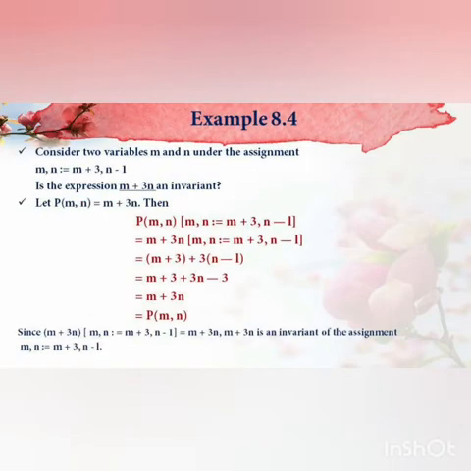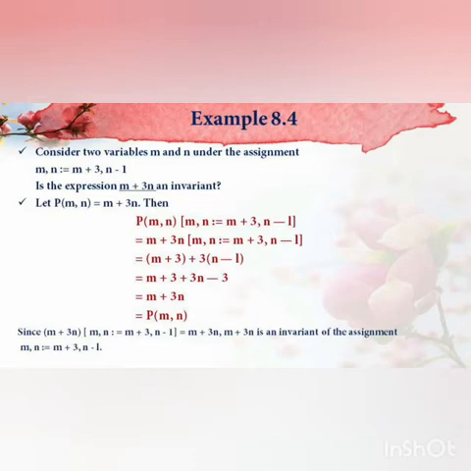Let's see another example. Consider two variables m and n under the assignment m comma n is equal to m plus 3 comma n minus 1. Here, the assignment of m is m plus 3 and the assignment of n is n minus 1. Now, we are going to prove that m plus 3n is an invariant. Now, we are going to write the expression. Let P of m comma n be equal to m plus 3n. Why have I written m plus 3n here? Because we are going to prove that m plus 3n is an invariant.